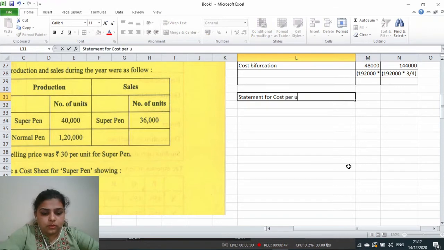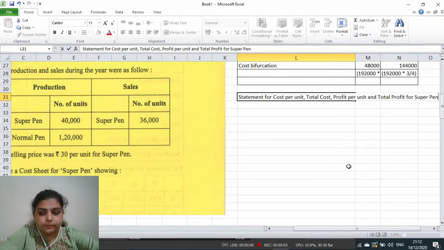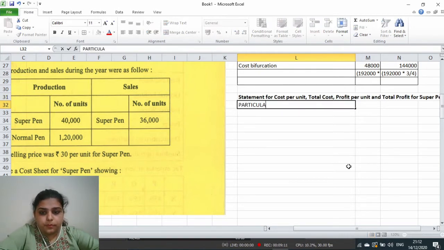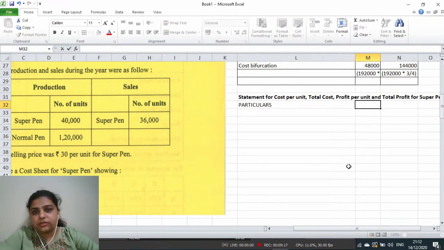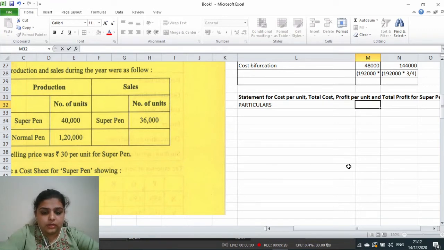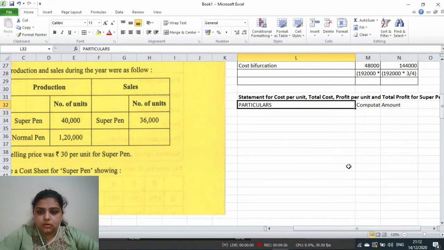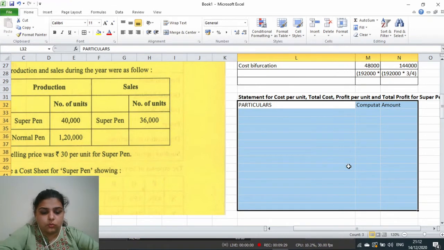So cost per unit and total cost, for super pens. Statements, writing these are very important in the exam. And I will write here unit. I can just divide all the cost, and I'm going to write the amount here. I can also make a small column of computation. The format completely depends on you, how you want to present.